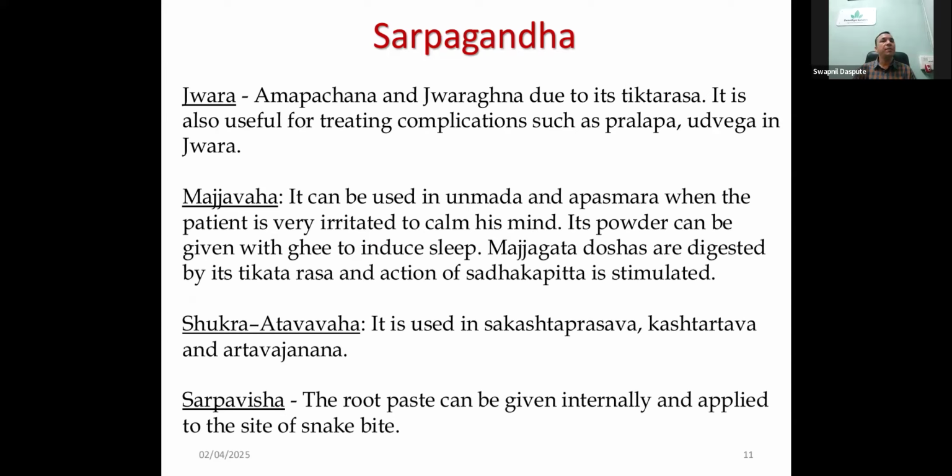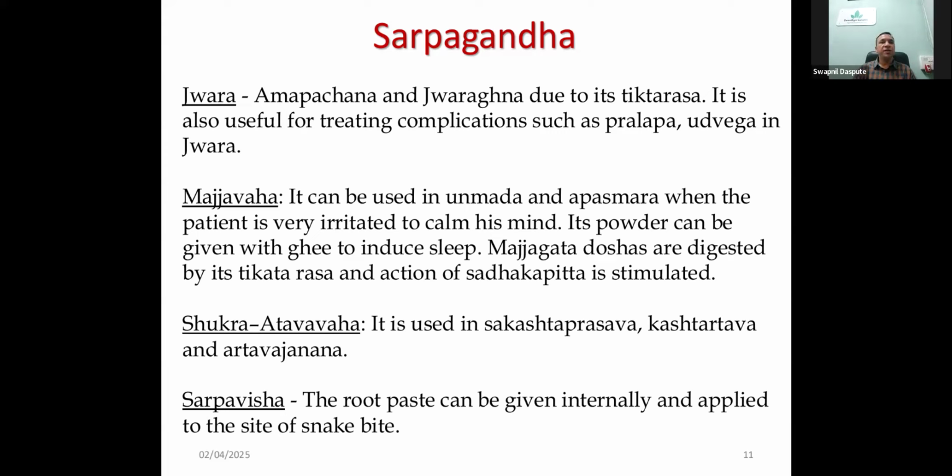What is action on Jwara? Amapachana and Jwaragna. So as it is Amapachana, it can naturally be used in the first part of Jwara, right? We have seen there is the Sama part and then there is the Nirama part of the Jwara. So Sama, Pachamana and Nirama. I will not get into Jwara again, but in Navajwara, Jirna Jwara. So in Navajwara, Amapachana is expected, hence Sarpagandha can be used.